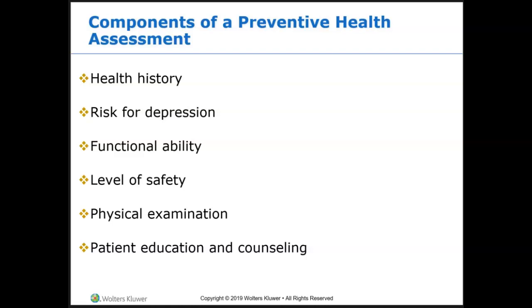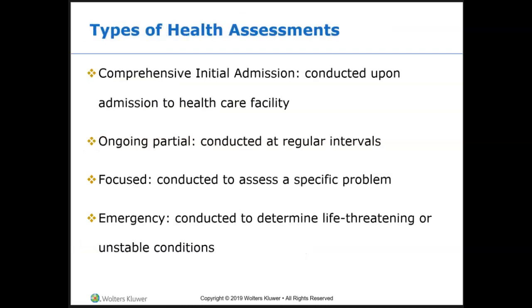So in our health assessment, again, we're going to do a thorough health history. Risks for depression, we're going to look at the patient's functional ability, their level of safety. We're going to do physical examination, again, looking at all 8 body systems, and we're going to do patient education and counseling as well. There are several different types of health assessments.